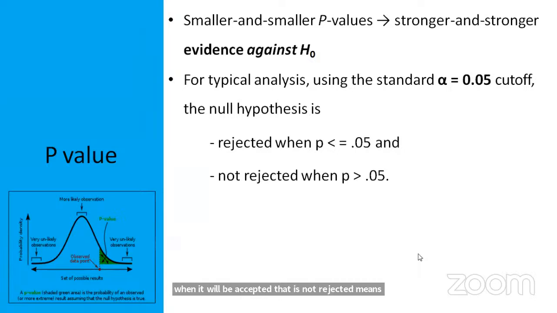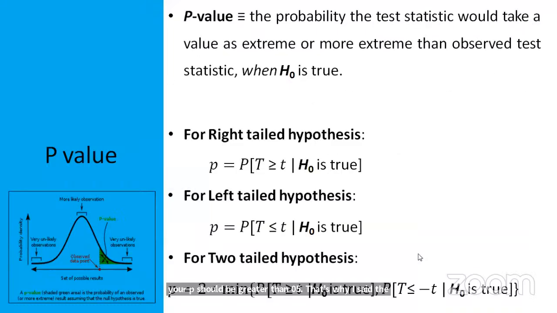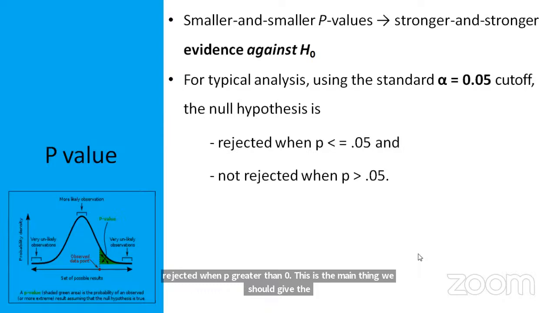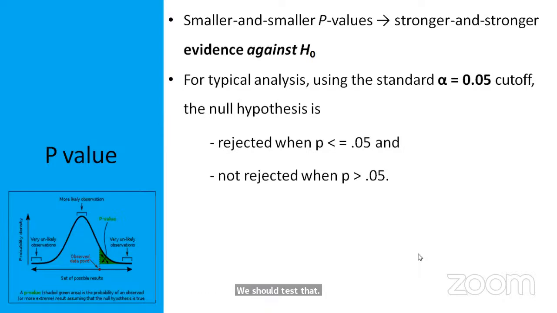That's why I said the p value should be as extreme or more extreme than the observed test statistic when the hypothesis H0 is true. So it is rejected when p is less than or equal to 0.05. It is not rejected when p is greater than 0.05. This is the main thing we should understand for doing any problem, computing what is given in the statistics. We can give the solution for our research works.